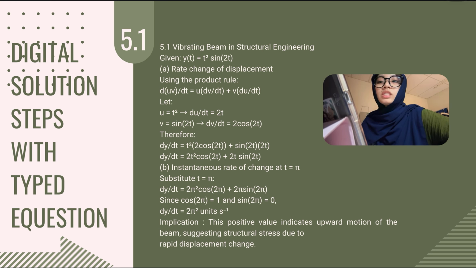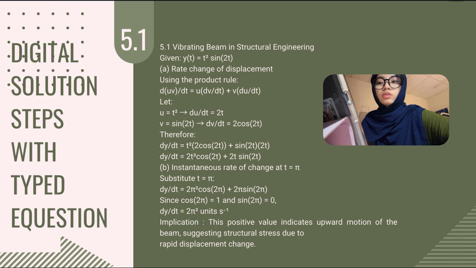Since the function is a product of two terms, we use the product rule. So we let u equal t squared, so du over dt equals 2t, and v equals sine of 2t, so dv over dt equals 2 cosine of 2t.